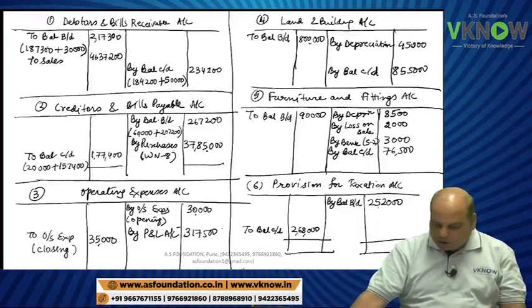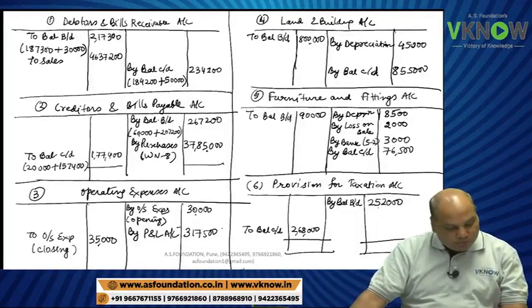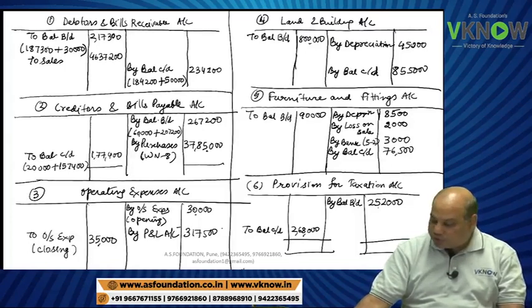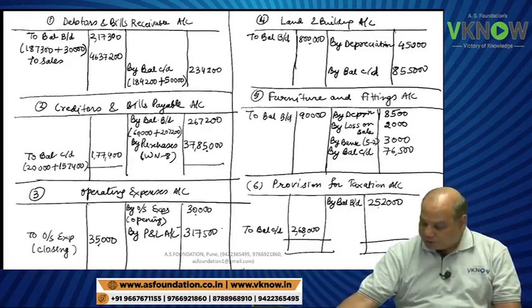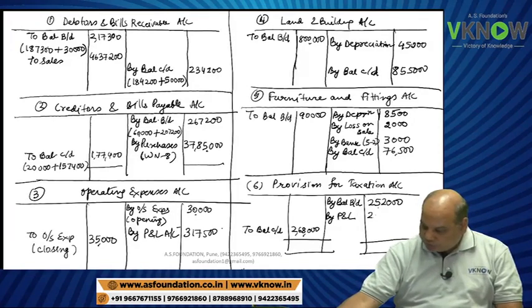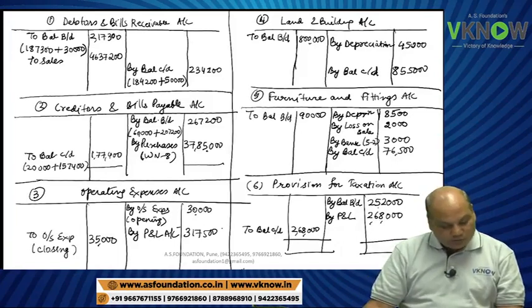Next line, P&L account, next line. Preliminary expenses we have discussed, it is over. Net profit before income tax, this is not required. Provision for income tax 2,68,000. Working note 6. Provision for income tax account by P&L account 2,68,000. Net profit after income tax not required.